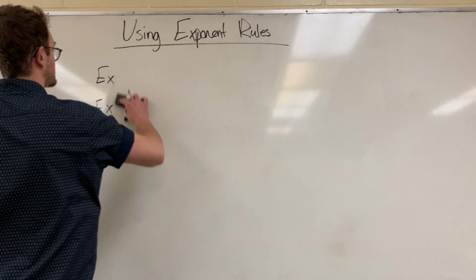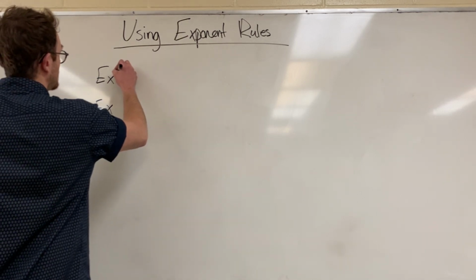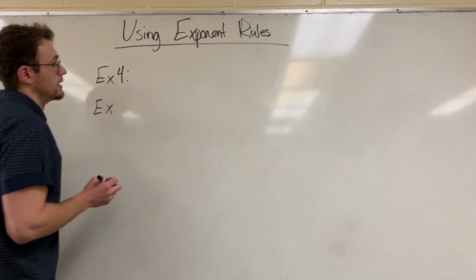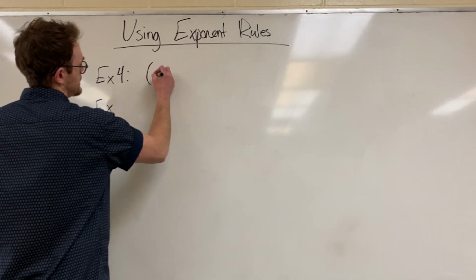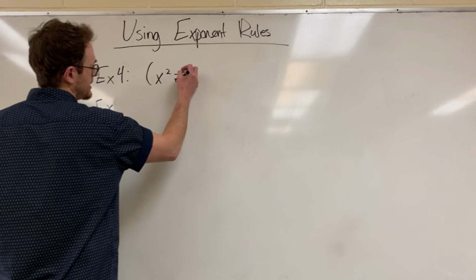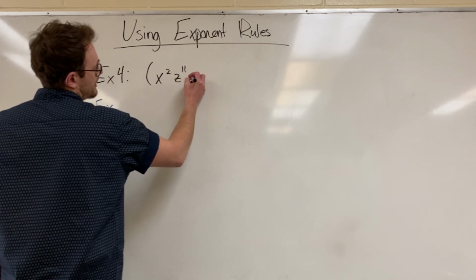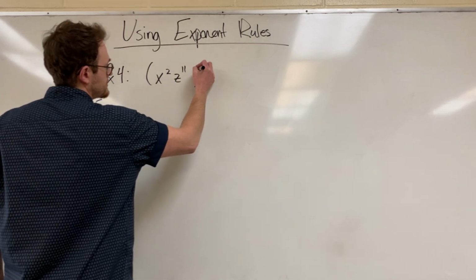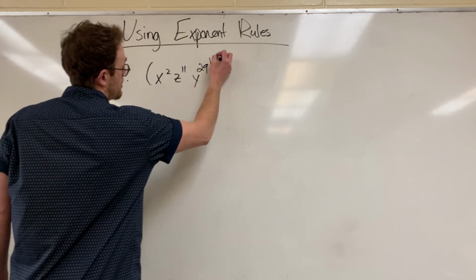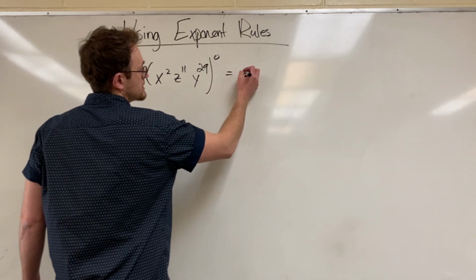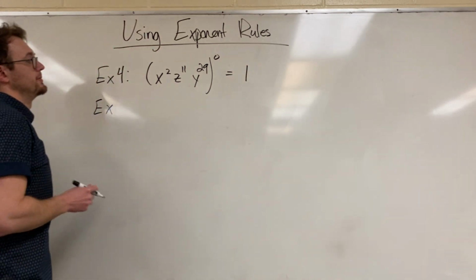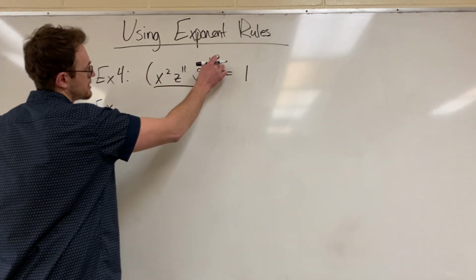All right. We got example 4. Say I got something nasty, x squared, z to the 11th, y to the 29th. But I put that to the 0, and all that nasty stuff is going to be 1, because anything to the 0 power is 1.